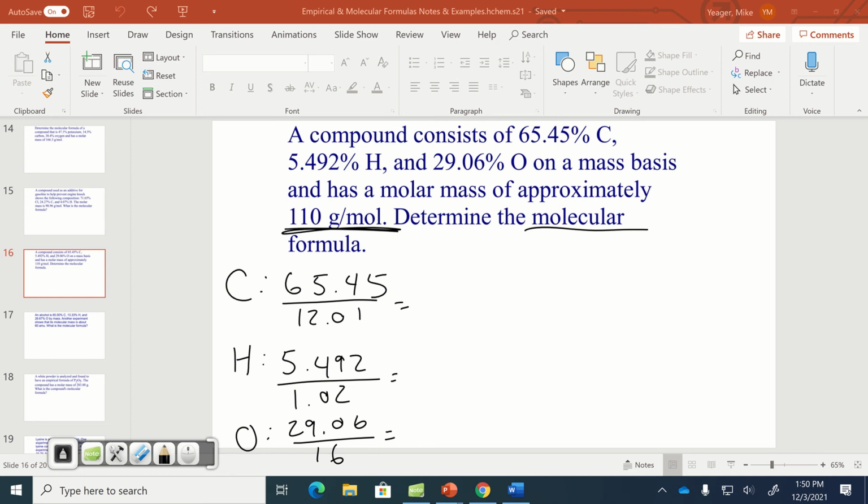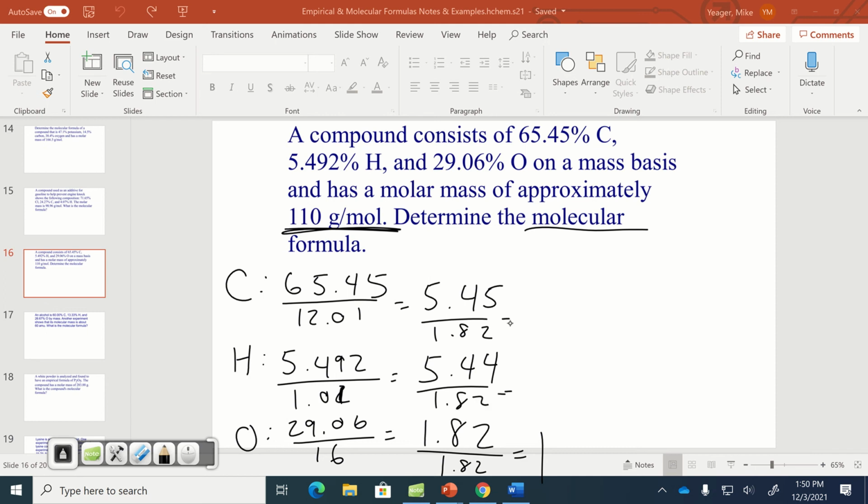So first one comes out to 5.45. This one is 1.01. This one comes out to 5.44. This one comes out to 1.82. So I'm going to divide them all by 1.82. Oxygen is 1.82. I can already kind of tell what these are going to be, but I'll go ahead and solve for it. Essentially, carbon comes out to essentially 3, with the number of hydrogen basically being the same. That's going to come out to 3.